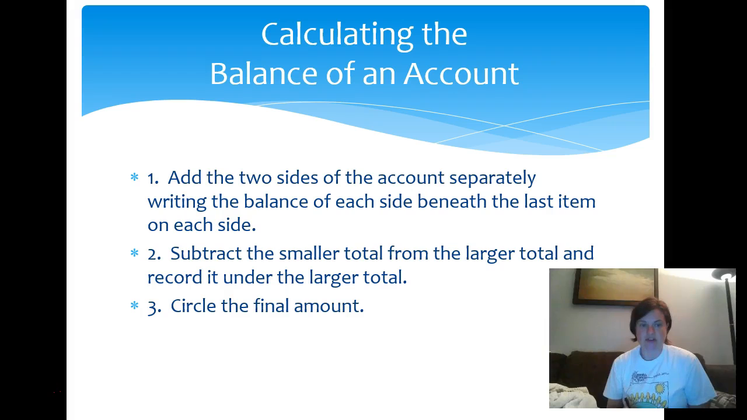So calculating the balance of each account, the first thing you're going to do is add the two sides. So you're going to add the debit side and the credit side of the accounts separately. That's very important. And you're going to write the balance of each side beneath the last item on each side. The next step is that you're going to subtract the smaller total from the larger total. So I'll show you that in a second, and we're going to record that value under the larger total.